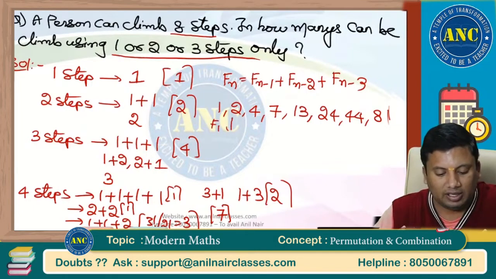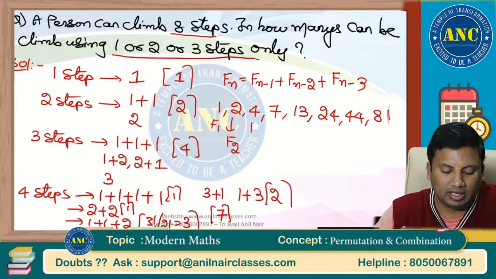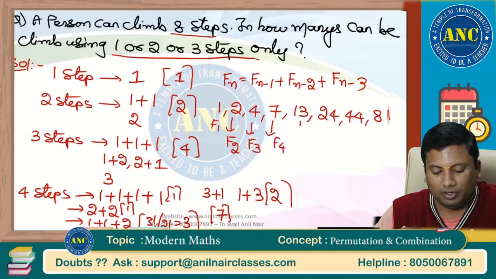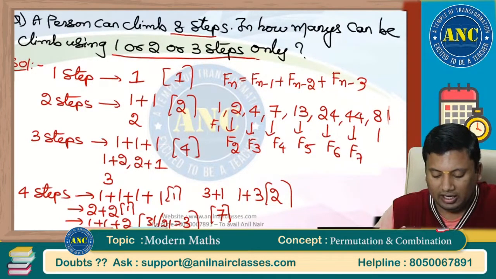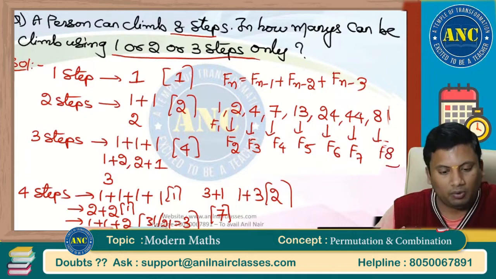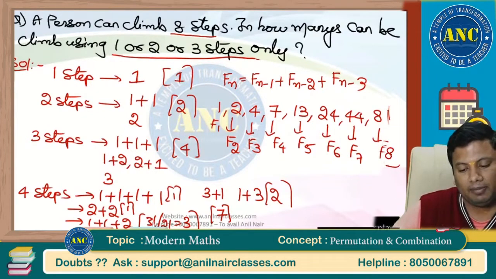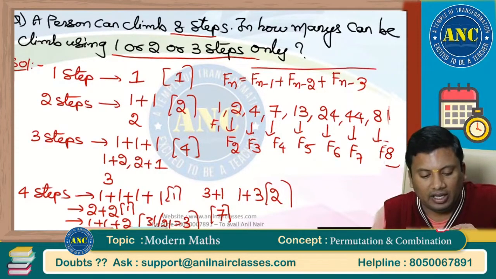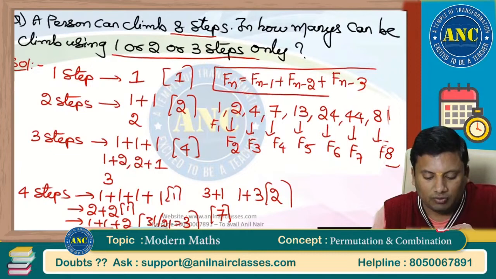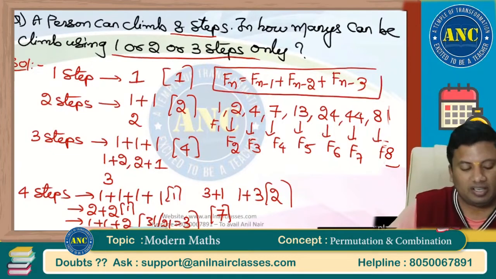This is F1, F2, F3, F4 and F5. Here it is F6, here it is F7 and here it is F8. In how many ways can a person climb 8 steps by using 1, 2 or 3 steps? It is nothing but Fn equal to Fn minus 1 plus Fn minus 2 plus Fn minus 3.